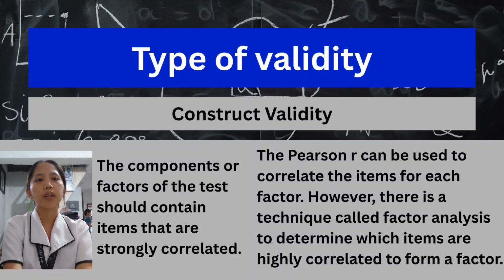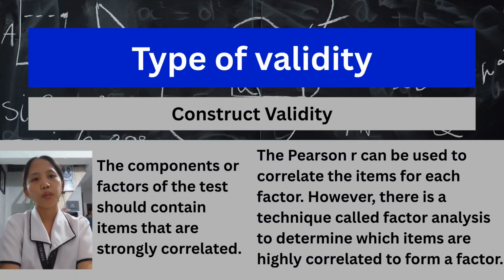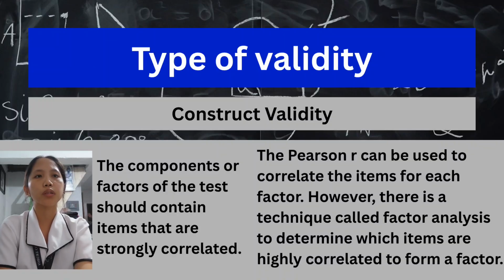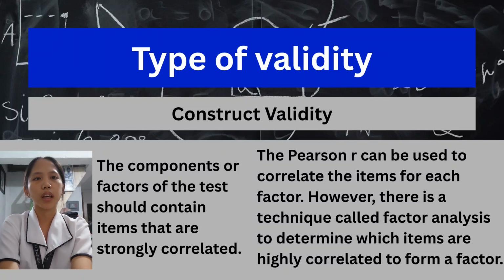So let's have an example. Gumawa tayo ng isang test to measure students' motivation. We might have several questions like, I enjoy studying even when the lesson is difficult, I am willing to spend extra time studying, and I try my best to finish my schoolwork. So these questions should be related to each other because they are all supposed to measure motivation. So basically, tinatanong niya dito, do the questions that are supposed to measure the same thing actually work together?